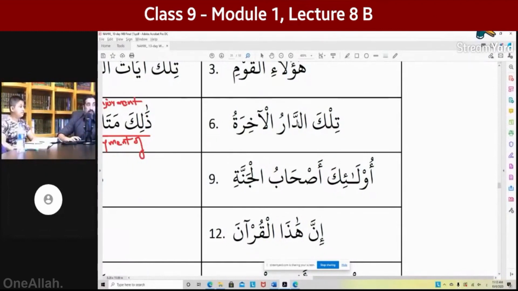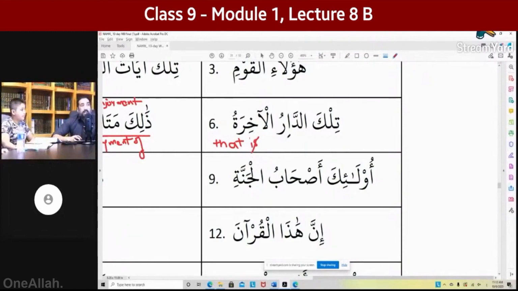تلك الدار الآخرة. There's three words here. Tilka is the pointer. First, let's ask if we're going to put an "a" or "an" here or not. No, we're not. It has al, so no "a". Whatever we translate is going to have "that," but no "a," because al is there.